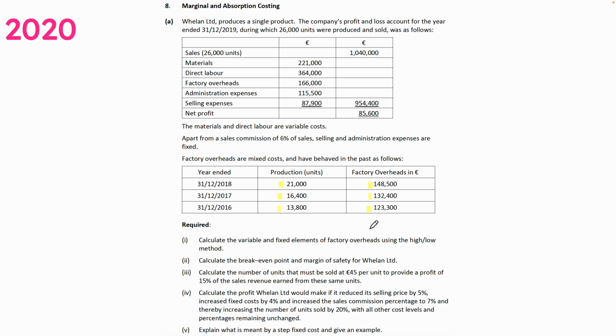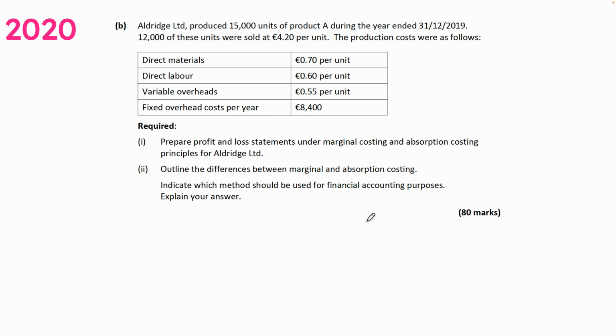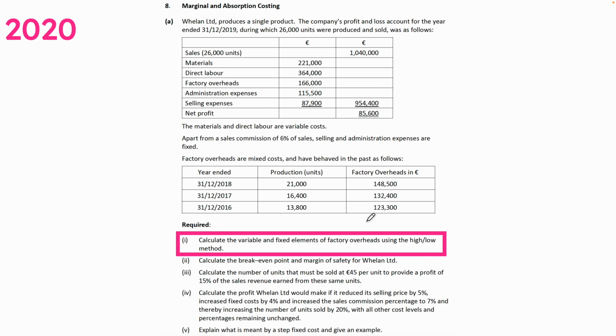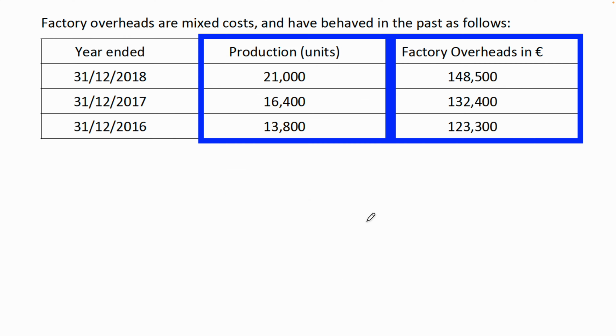Okay, so first part there, calculate the variable and fixed elements of factory overheads using the high-low method. Oh, sorry, looking at part B first. We'll take a look at that when we get to that. So that's the marginal and absorption costing part. So we'll just get straight into part A first.